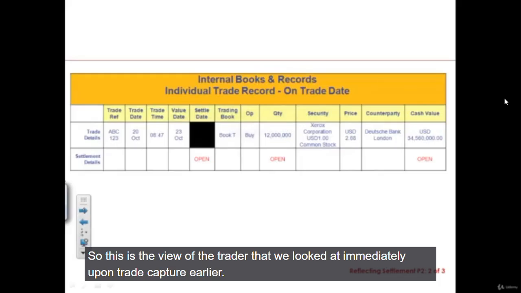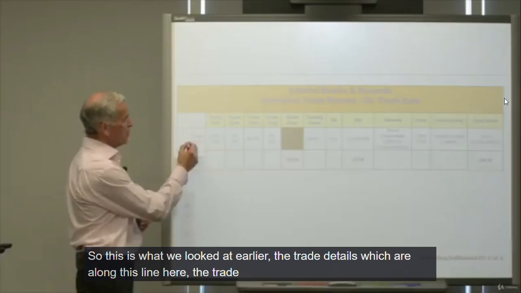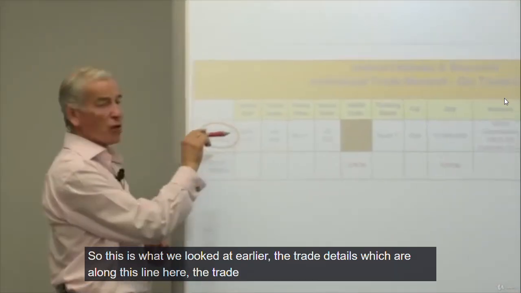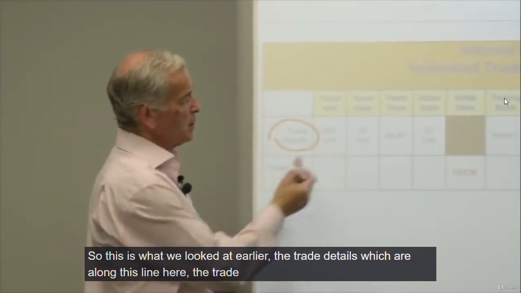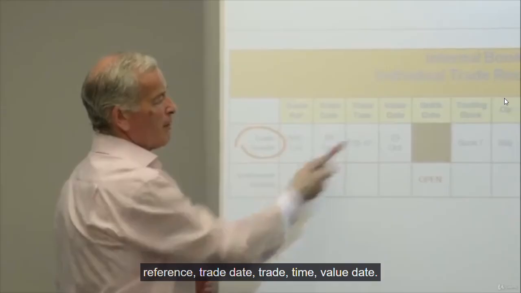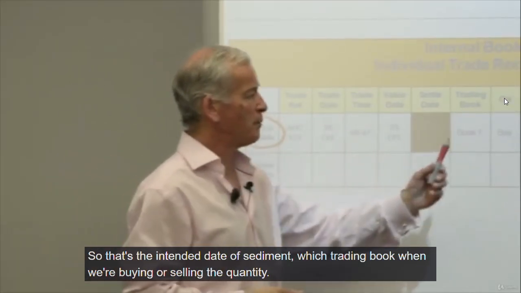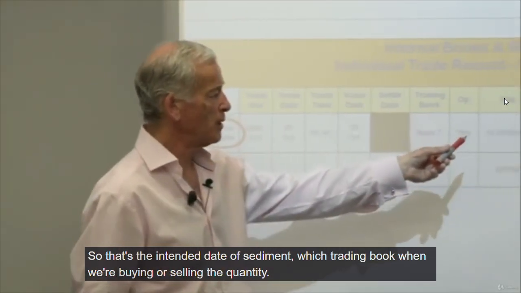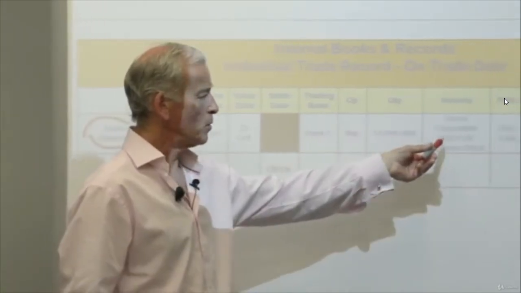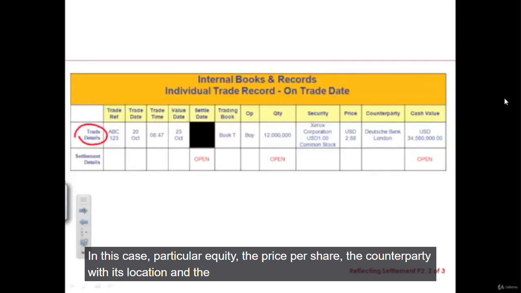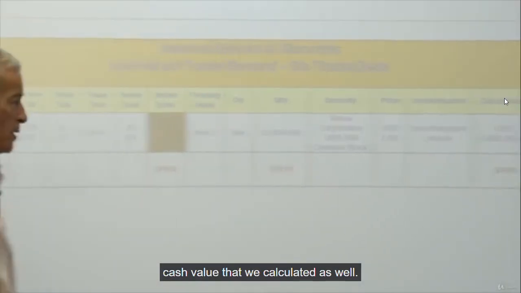So this is the view of the trade record that we looked at immediately upon trade capture earlier. These are the trade details, which are along this line here: the trade reference, trade date, trade time, value date, which is the intended date of settlement, which trading book, whether we're buying or selling, the quantity, in this case a particular equity, the price per share, the counterparty with its location, and the cash value that we calculated as well.